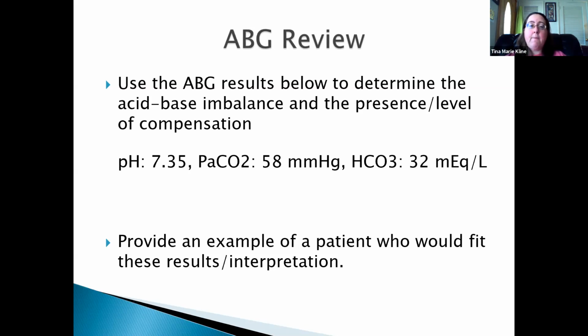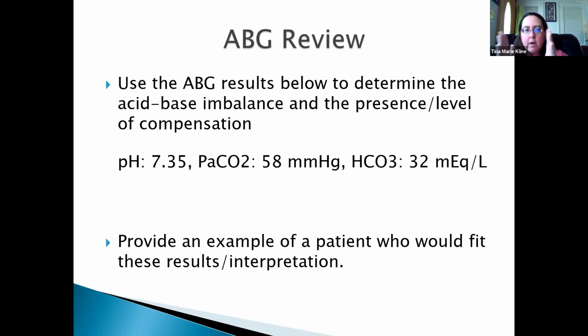pH is 7.35. If you think about your normal values, and if you struggle with remembering those normal values, that's something you want to brain dump on your piece of paper. The normal pH is 7.35 to 7.45. Well, the pH is 7.35. That's normal, right? It is normal, but which side is it leaning towards? Is it more acidotic? Is it more alkalotic? 7.35 is more acidotic. So we know we're probably looking at an acidosis here.